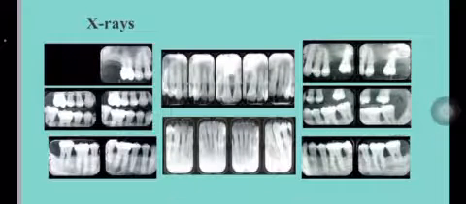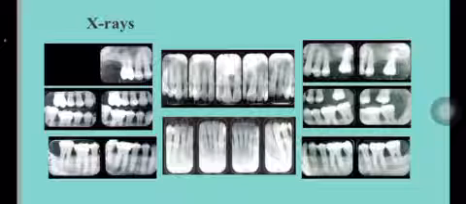For his x-rays here, we can see that the patient has generalized horizontal bone loss along with furcation involvement on posterior molars. These furcations can be classified as 1, 2, and 3 in localized areas.